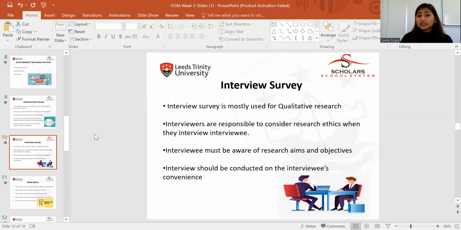Interview survey. The interview survey is the most used qualitative research method. Interviewers are responsible for considering research ethics when they interview the interviewee. The interviewer must be aware of the research aims and objectives. An interview should be conducted based on the interview's components.